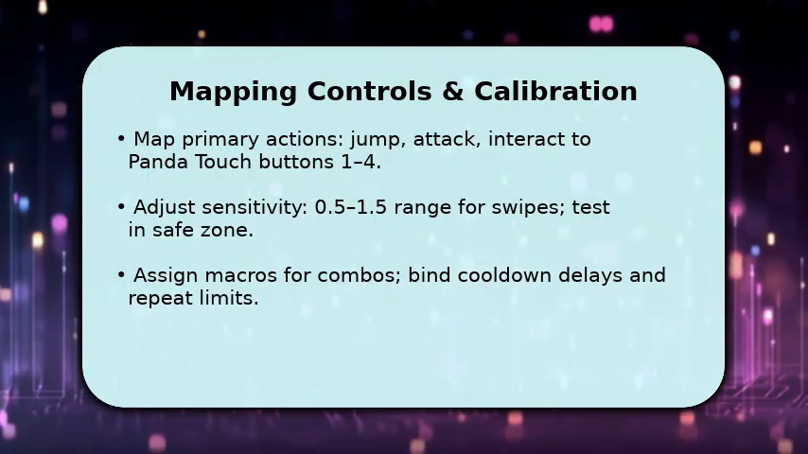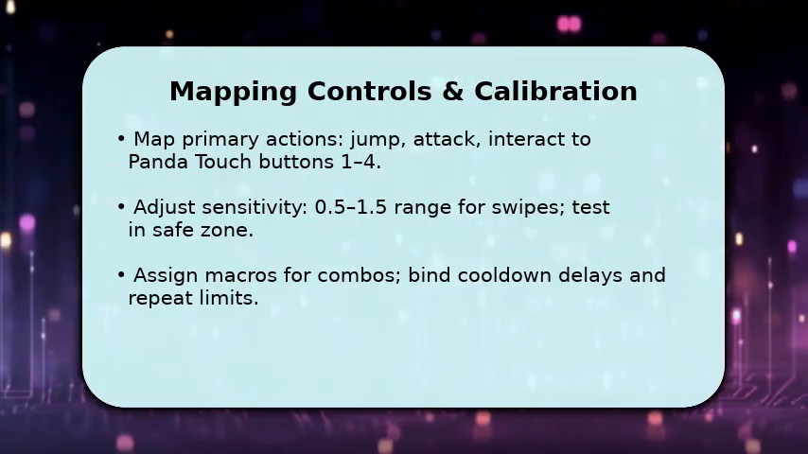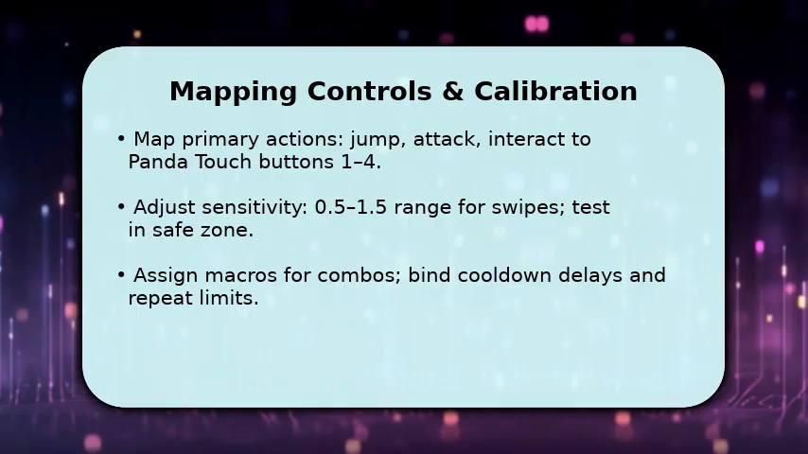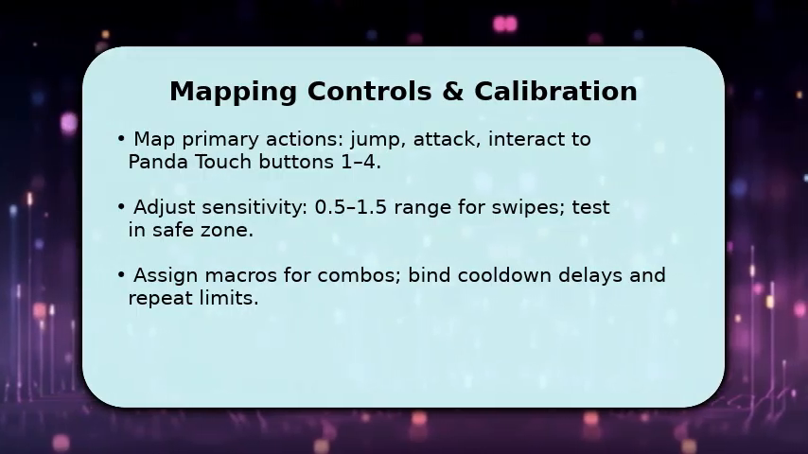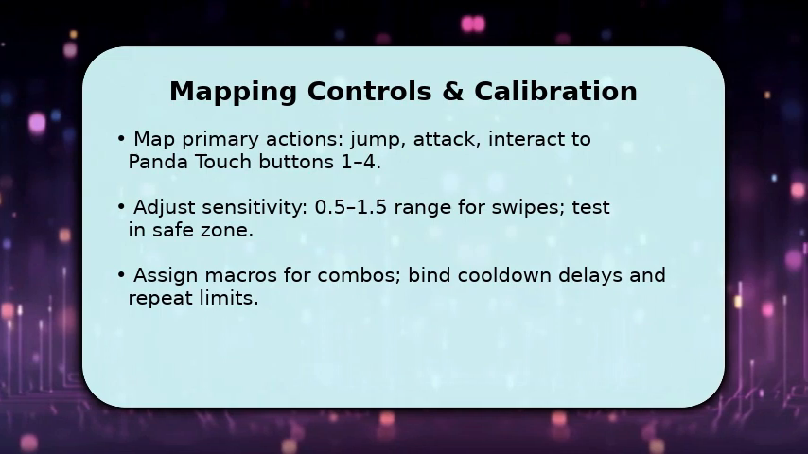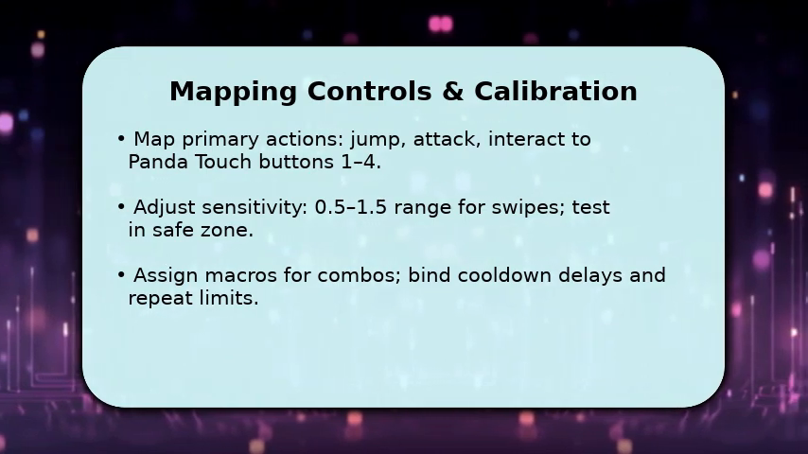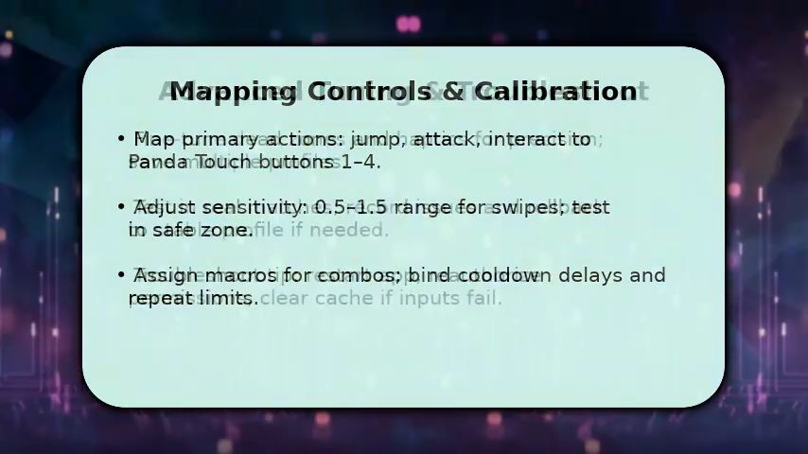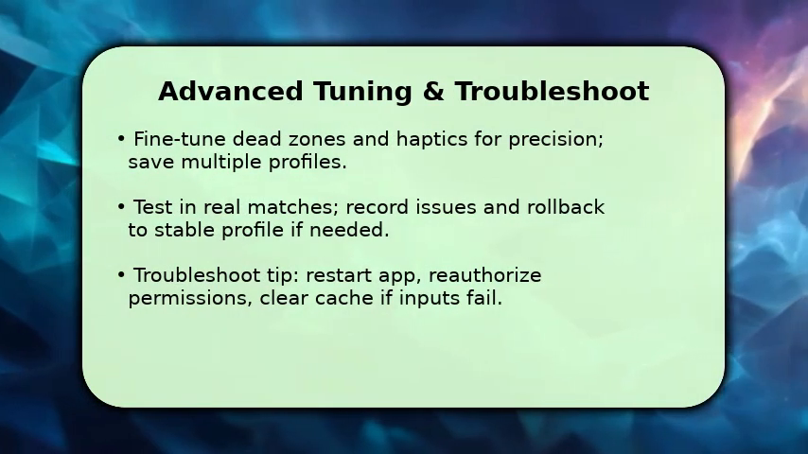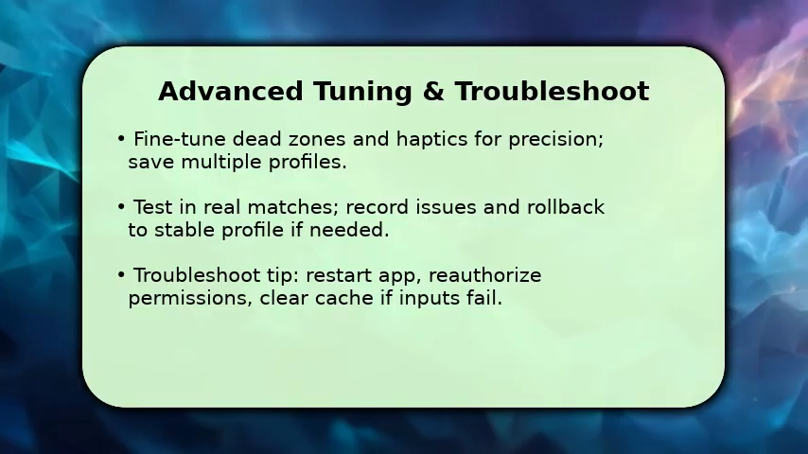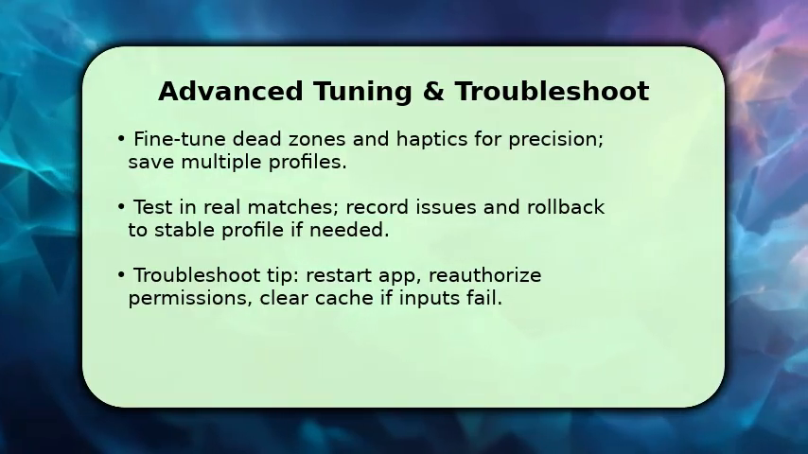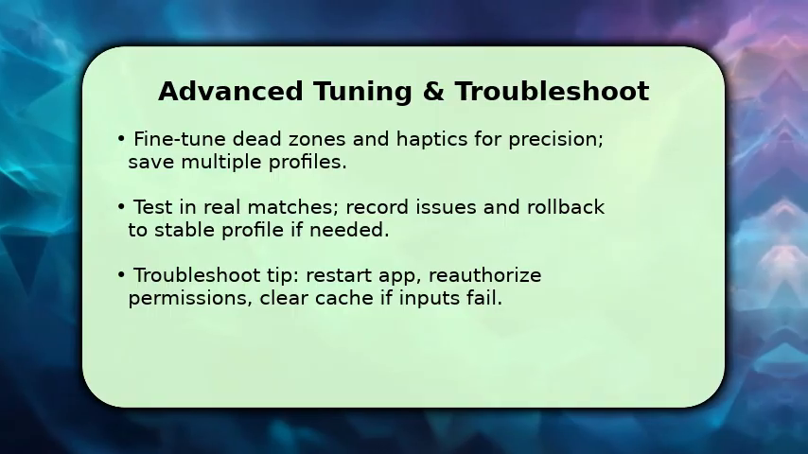Then create macros for common combos, setting cooldown delays and repeat limits to avoid spam. Once configured, run through the movements slowly to confirm timing and make incremental tweaks for smoother execution. Finish by fine-tuning dead zones, vibration feedback, and saving multiple profiles for different game modes. This gives you quick switching options.